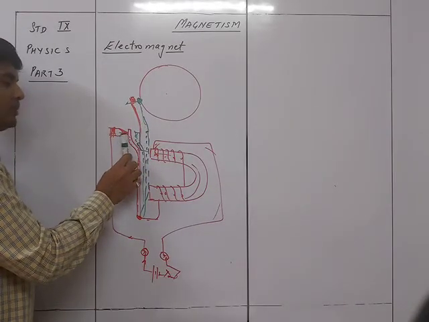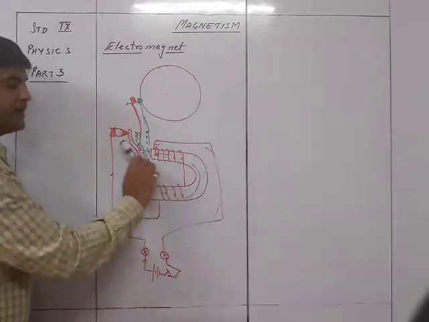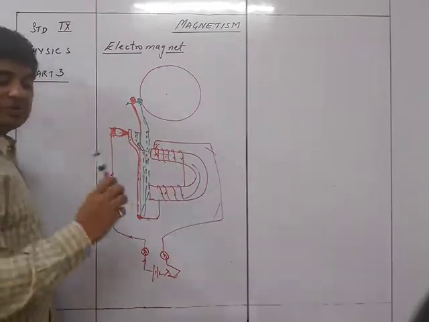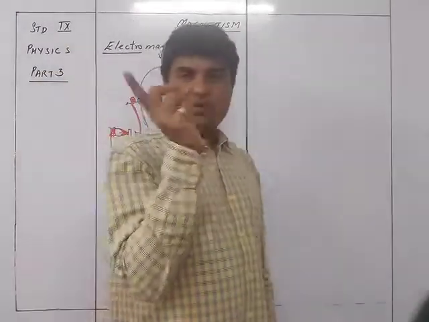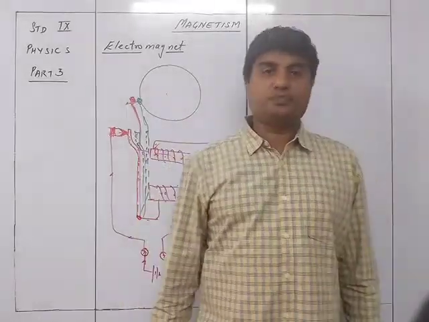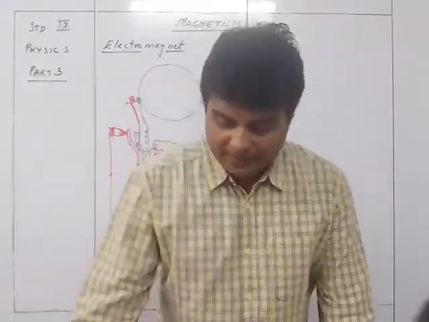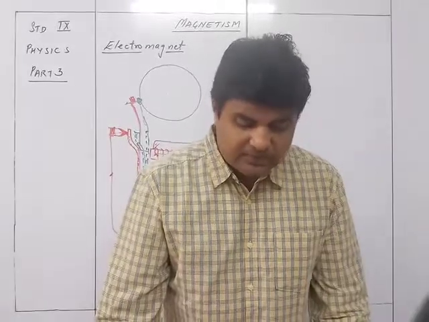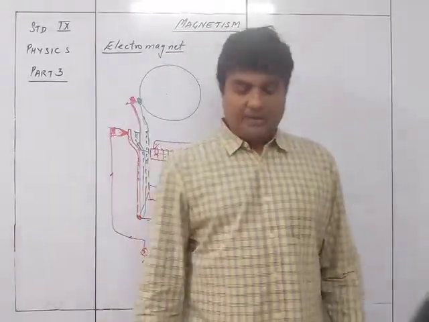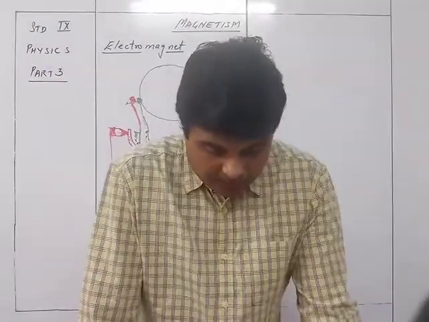But when it comes to the original position, again the current flows, again it becomes a magnet, so again it hits, and that's how the continuous ringing of the bell takes place in an electric bell. So this is about the functioning of the electric bell. Let's read this out. Construction.